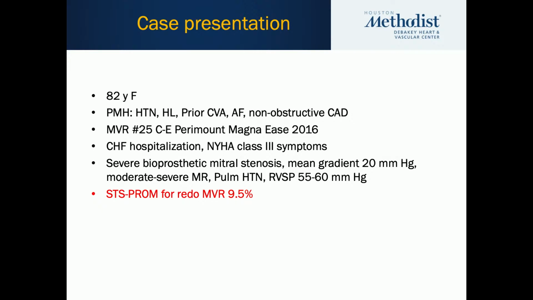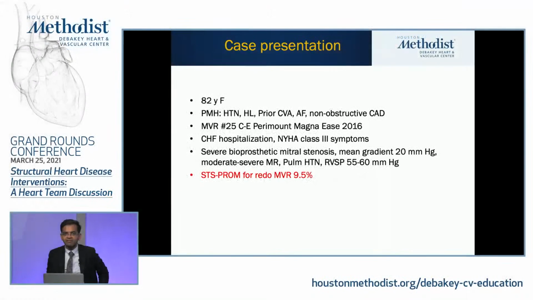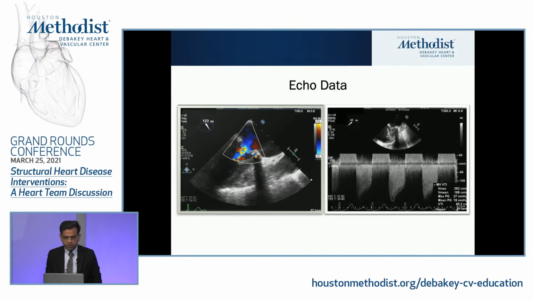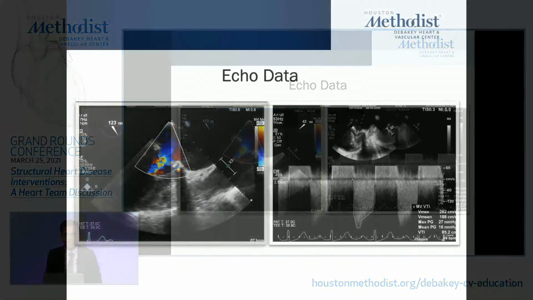She was hospitalized with congestive heart failure with New York Heart Association class 3 symptoms. She had severe bioprosthetic mitral valve stenosis with a mean gradient of 20, moderate to severe mitral regurgitation, pulmonary hypertension with estimated RV systolic pressures of 55 to 60 millimeters mercury, and she was high risk for redo MVR with an STS predicted risk of mortality of 9.5%.